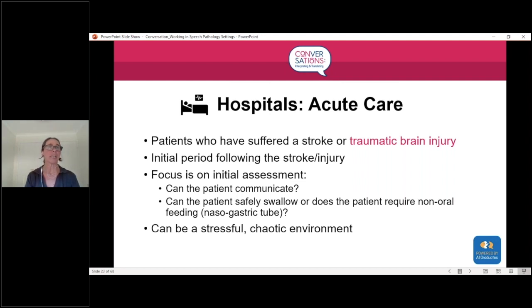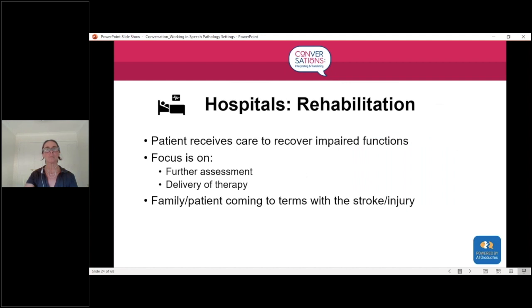And can the patient communicate their basic needs? Can they communicate at all? Okay, so it can be a stressful and chaotic environment to work in. The rehab wards or sections of hospitals aren't as chaotic, but here the patient receives care to try to recover some of the functions that they've either lost or that have been impaired by the injury or the stroke. So the focus for speech pathologists in this kind of setting is to really do more of that detective work to find out what's going on for this patient. Have they lost their language? Are they having difficulty with their speech? What kind of language problems are they having?